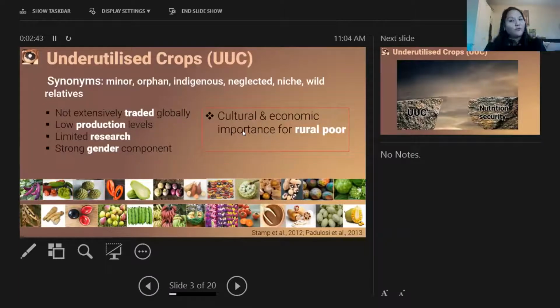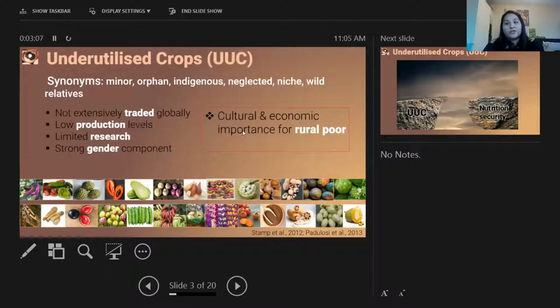Usually you only find them in home gardens, in little markets in different districts. They also have very low production levels. They are cultivated mainly in subsistence farms, as well as home gardens, mainly by rural poor in many developing countries. There's very limited research because of very limited funding, because there's not much attention paid to these crops.